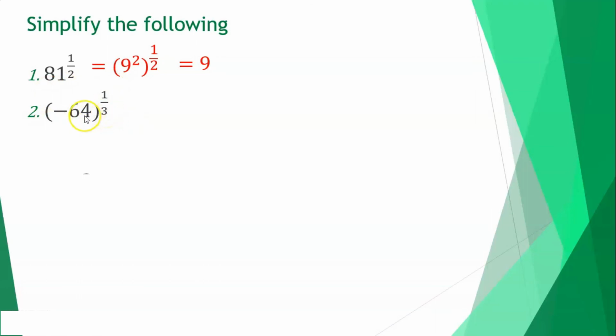So write negative 64 in which the exponent is 3. So with that, we can have negative 4 to the power of 3. Then still to the power of 1/3. So you cancel 3, so final answer is negative 4.